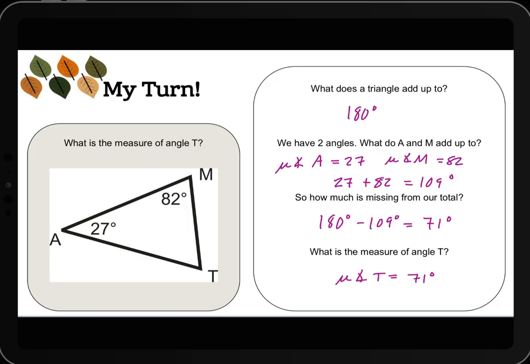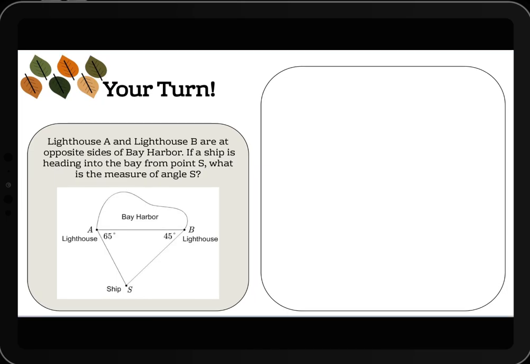This demonstrates how you can use your understanding of the triangle angle sum theorem to determine a missing angle inside of a triangle. So go ahead and pause the video and see if you can apply the triangle angle sum theorem to find the missing value located at the measure of angle T.